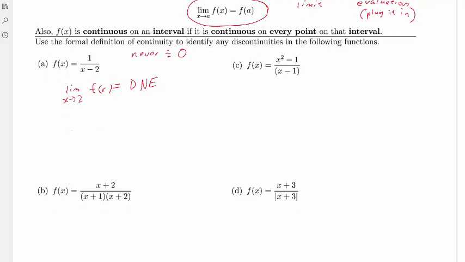One-sided continuity is a little bit different. All right, so let's take a look at this one. We've got x equals 1 and we've got x equals 2, right? Clearly, x cannot equal 1, x cannot equal 2. If I evaluate either one of these points, f of 1 is undefined and f of 2 is undefined. So it is discontinuous at those points.